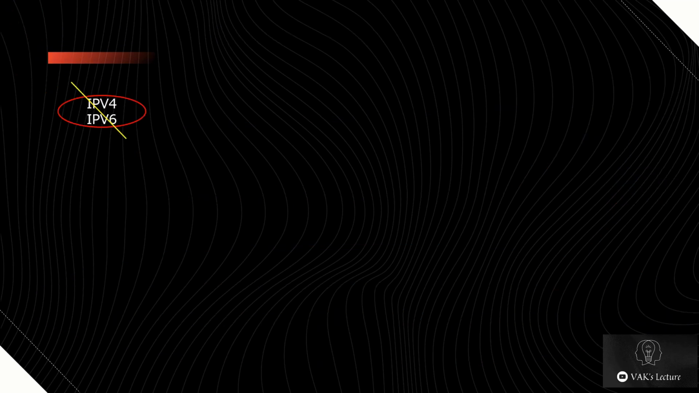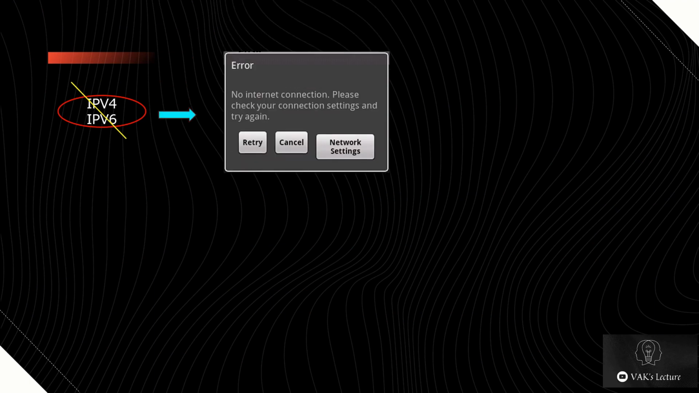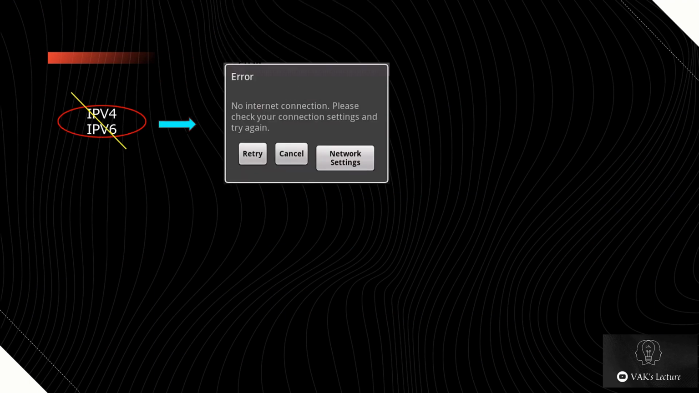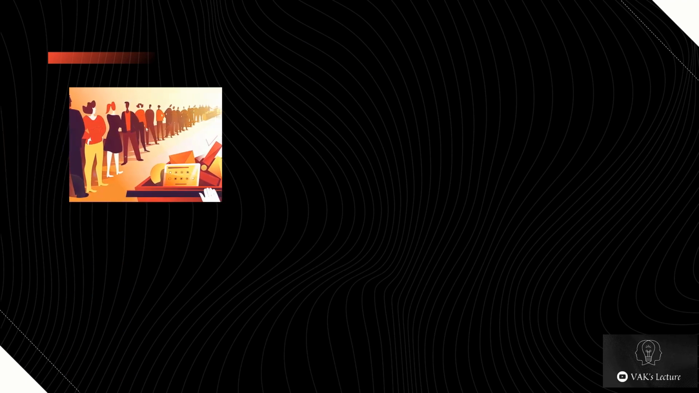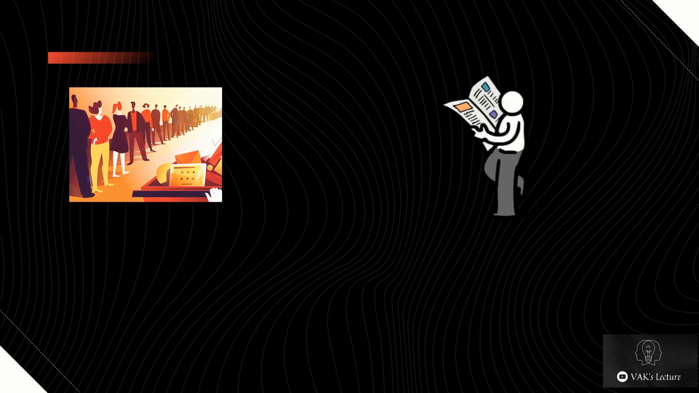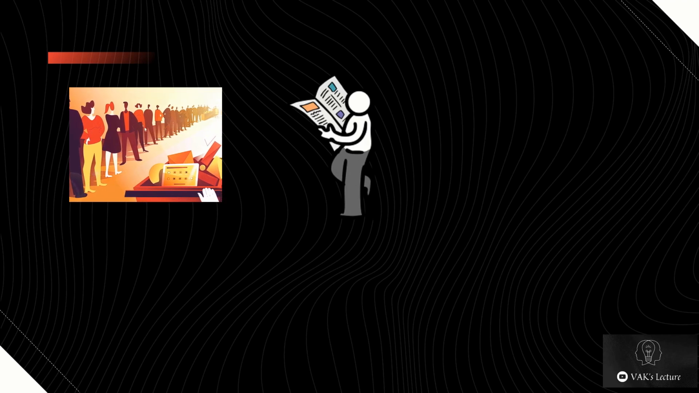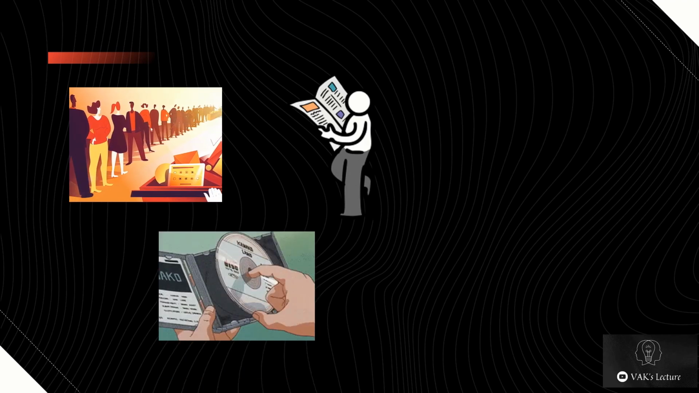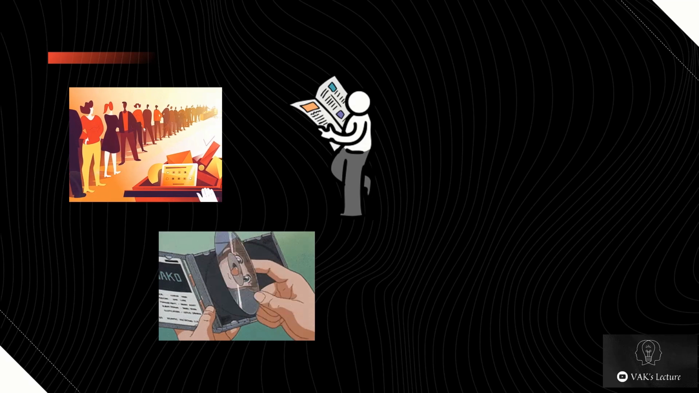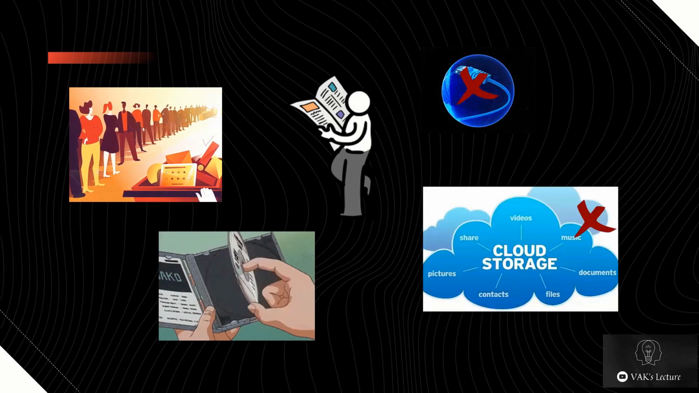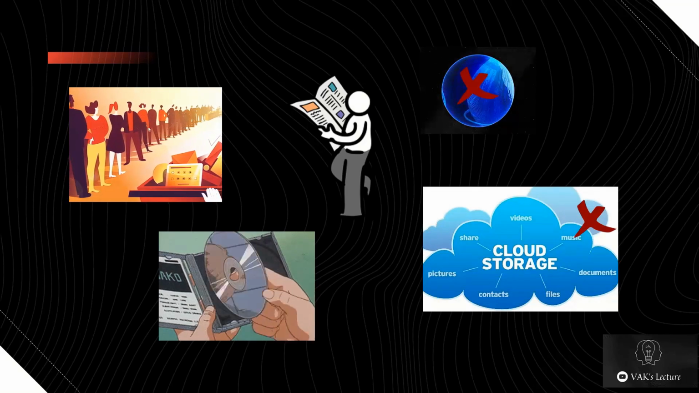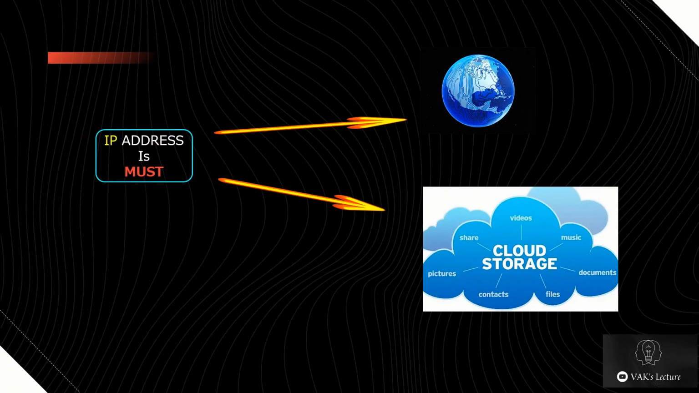Without these numeric protocols, we would not be able to connect to internet. And without internet, we would be standing in long queues to get our train tickets. We would be looking at newspapers to see where jobs are available. And we would be buying storage devices like CDs. Because without internet, cloud storage would not work. So IP address is a must for internet connection.